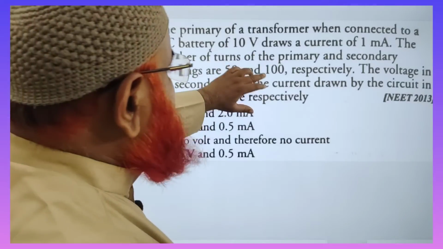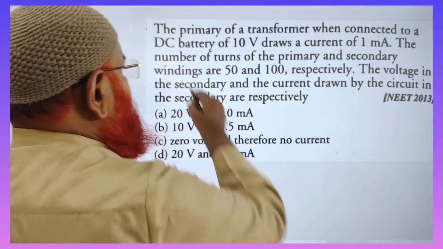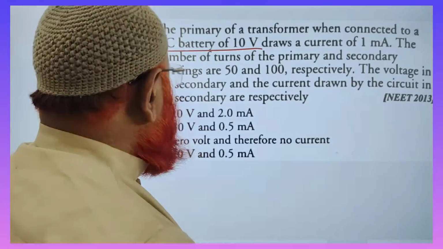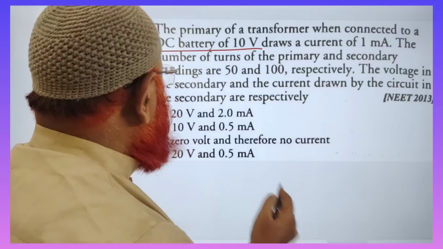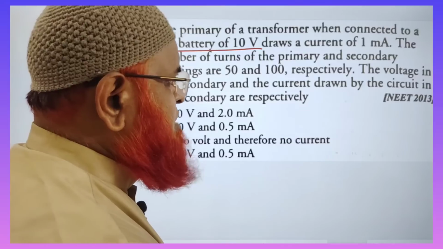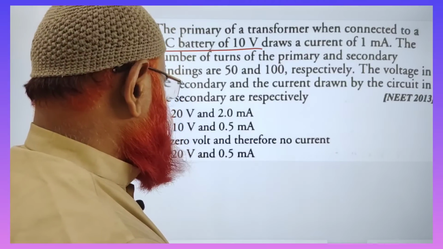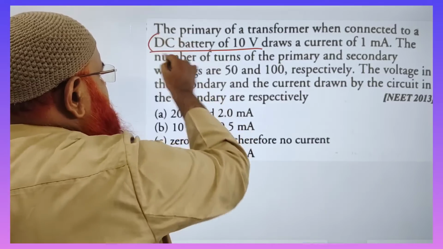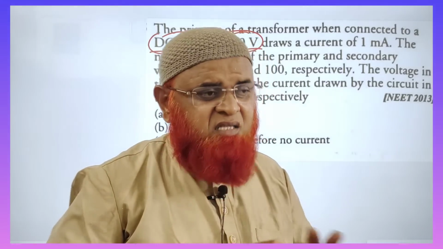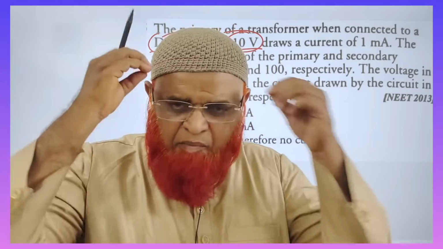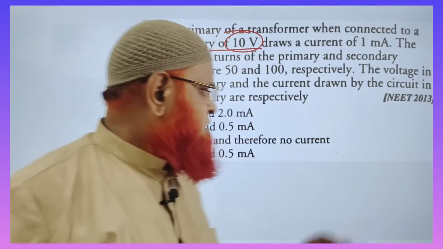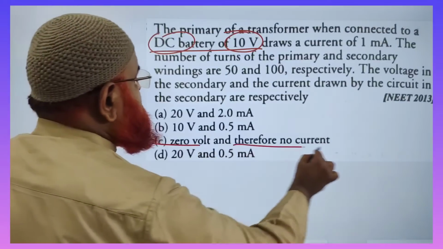The primary of a transformer when connected to a DC battery. Here DC battery is telling. Draws a current of 1 milliampere. The number of turns in the primary and the secondary windings are 50 and 100. The voltage in the secondary and the current drawn by the circuit in the secondary are respectively what? Here, 10 volts DC. And a power transformer doesn't work for DC. Transformer is just made for AC currents. So what's going to happen? Zero voltage. There is no current possible.